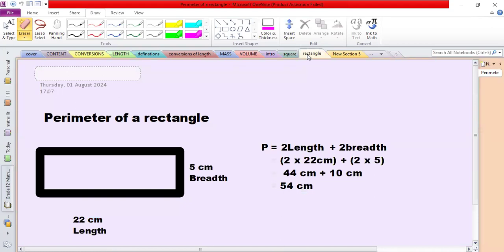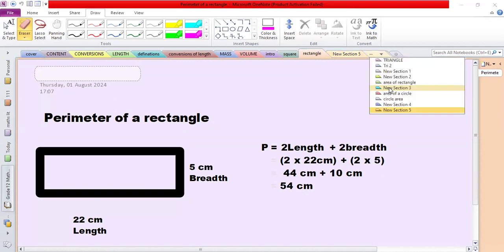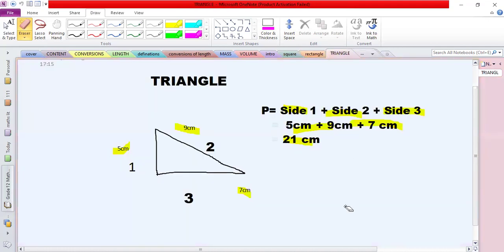And we discussed the perimeter of a rectangle. You should be seeing it on your screen, where we discussed the length and the breadth. We said the perimeter equals 2 length plus 2 breadth, because there are 2 lengths and 2 breadths in a rectangle. So it's 2 times 22 as the length there is 22, plus 2 times 5 as the breadth there is 5. So it was 44 centimeter plus 10 centimeter, which is 54 centimeter. I'm doing a recap. I'm showing those who were not with us the things we discussed. We also discussed the perimeter of a triangle, where the sides are not equal. So we say side 1 plus side 2 plus side 3, 5 plus 9 plus 7, which is 21. I'm very fast because we did this and we did a revision of it.